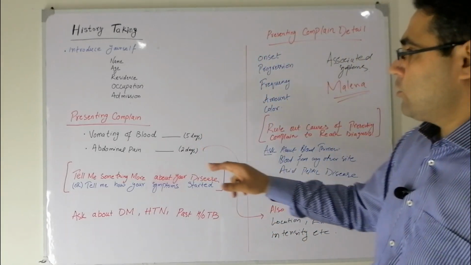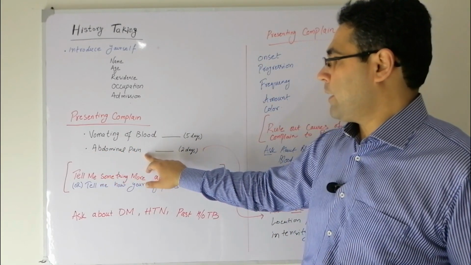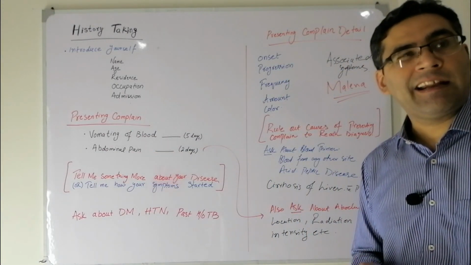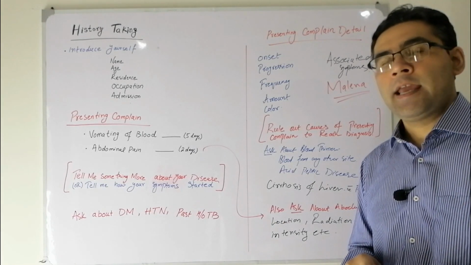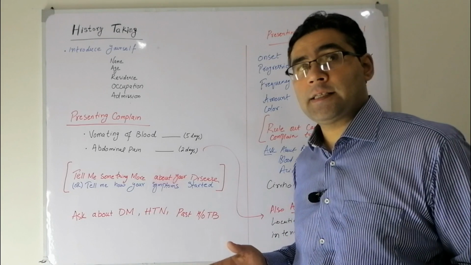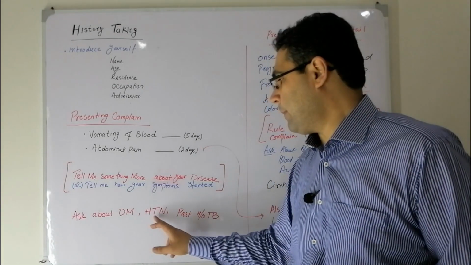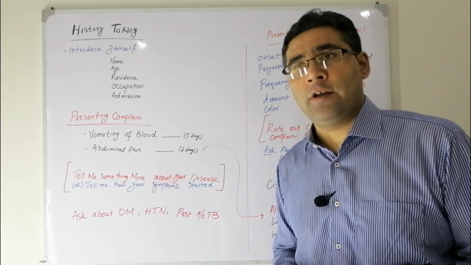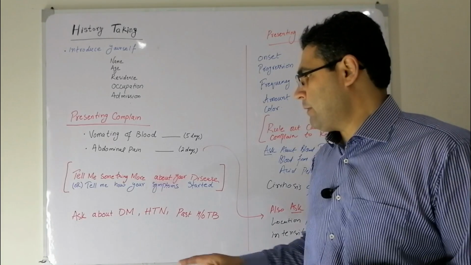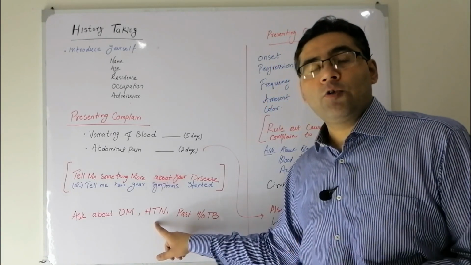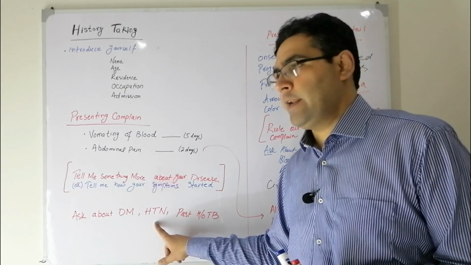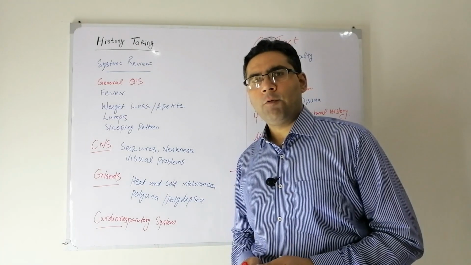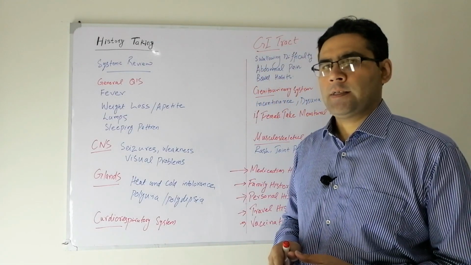Next you will also ask about the abdominal pain: ask the location, onset and character, intensity and intermittency and radiation of the pain. Now this is the time to ask about diabetes and hypertension in detail. You will ask about the micro and macrovascular complications of diabetes, and if the patient has hypertension, then you will also ask about the hypertension in detail. You will ask about compliance with the drugs.